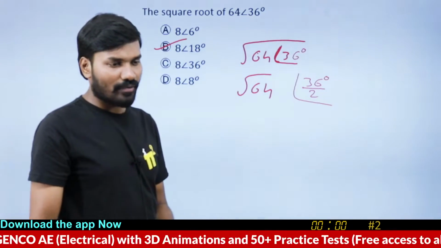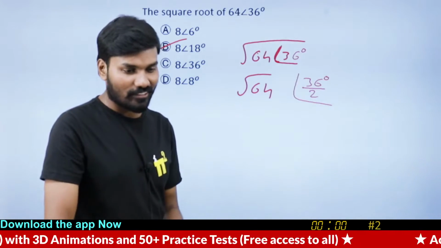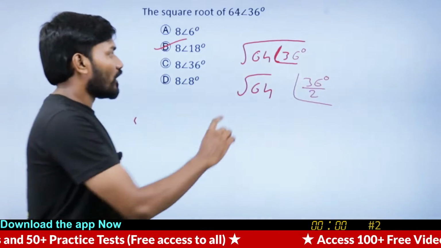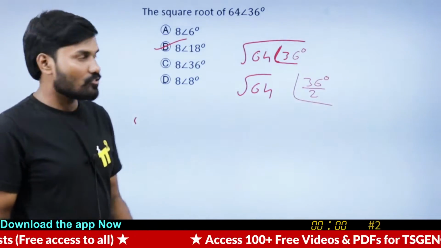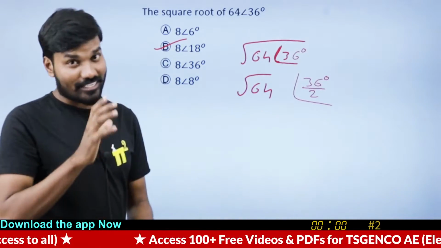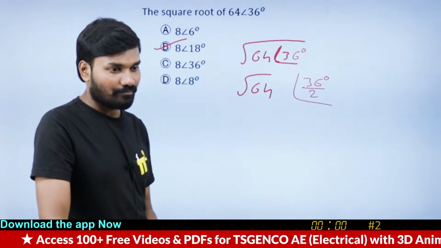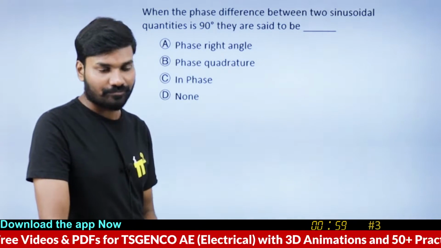So mostly people have marked correctly, but some people still got some confusion with option A. Means they took a root for this 36 also. 36 under root is 6, so they opted for A. That's not correct. Anyways, that's a good try. Good try. Next one. Go for it.